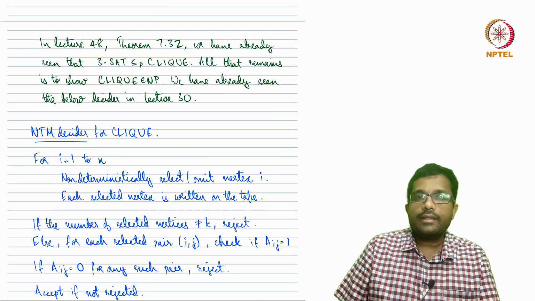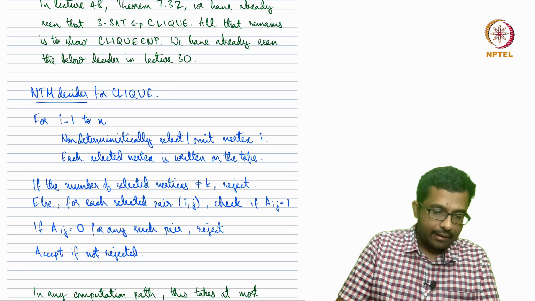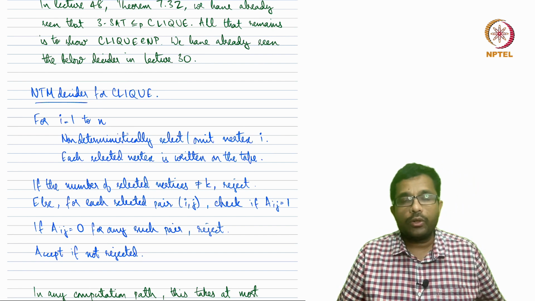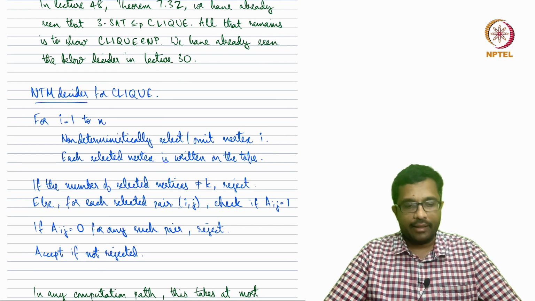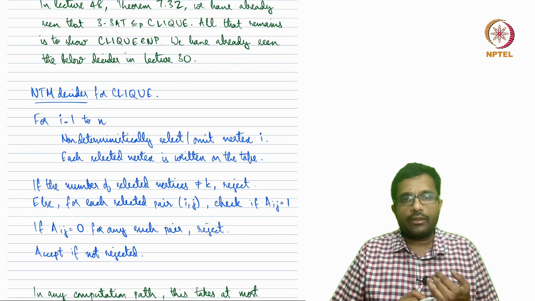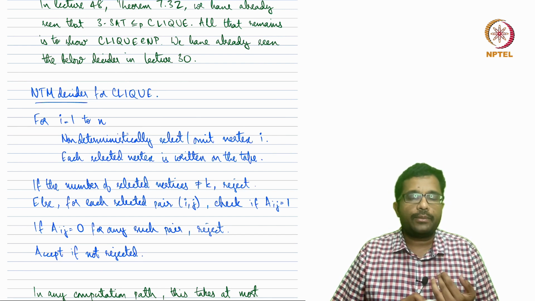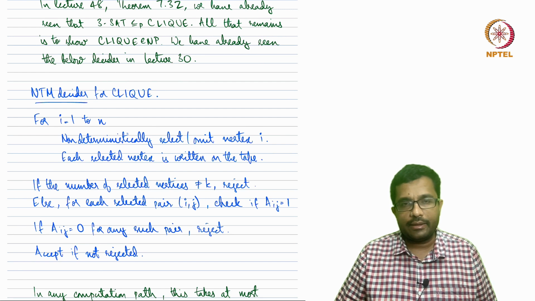In fact, even this we have already seen in lecture 30, where we showed that CLIQUE has a non-deterministic decider. All that we do is we guess a subset of vertices. How do we guess a subset of vertices? Guess means to non-deterministically select such a set of vertices.